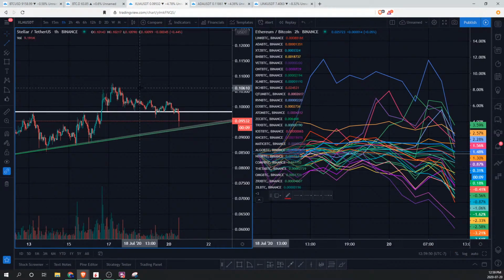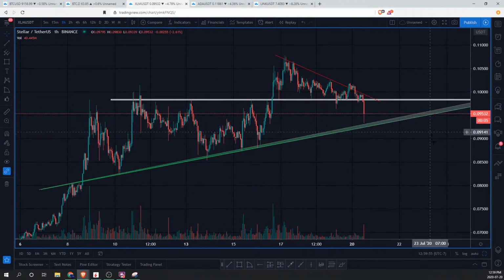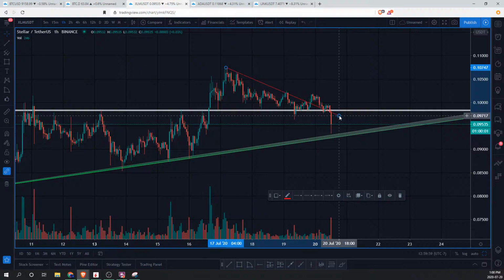Stellar unfortunately broke to the downside. I thought that was a really good opportunity, so let's just take it up right here. Did not enter this because I was going away for the weekend. Let's try to get this.